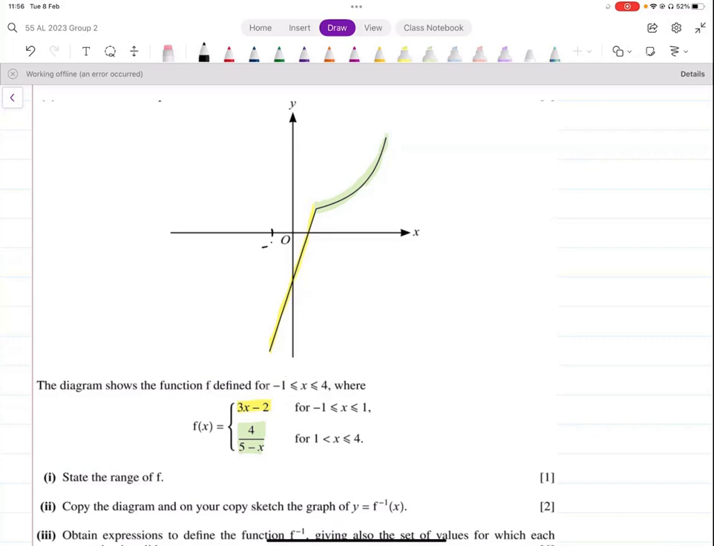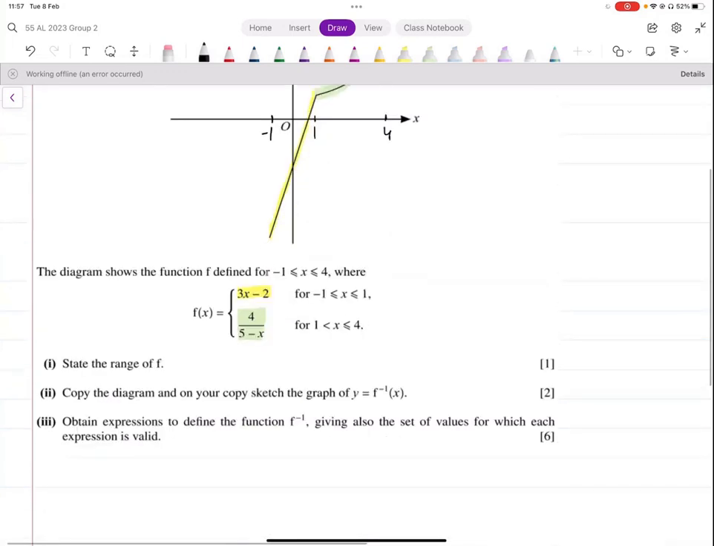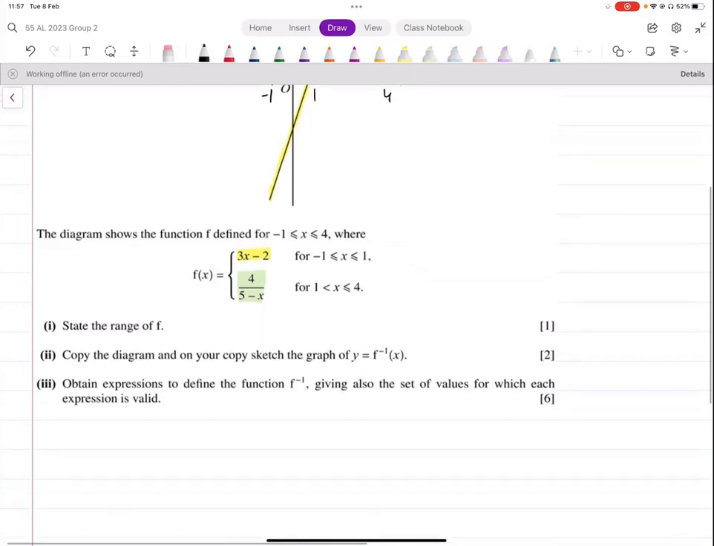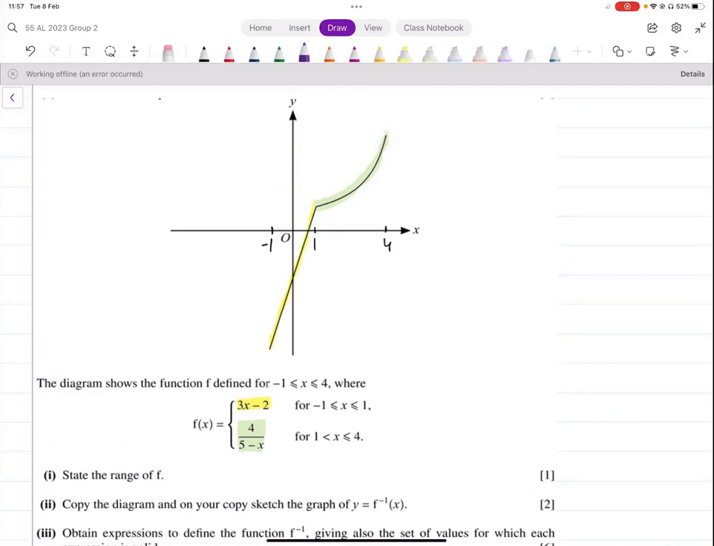So we have the lowest value minus 1, then the highest value here is 4, and then where is the function changing? 1 के ऊपर आप एक part से दूसरे part पे shift कर रहे हो. That means this point here should be 1. So you've got these important points on the x-axis. What about the range of this function? How do you find the range of this function? Any idea?